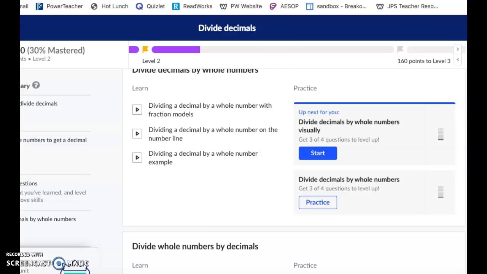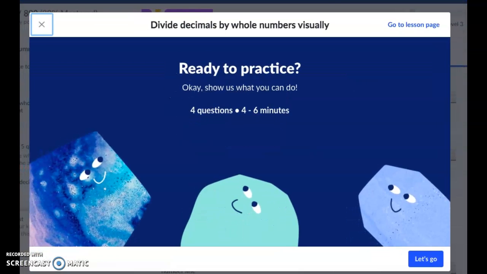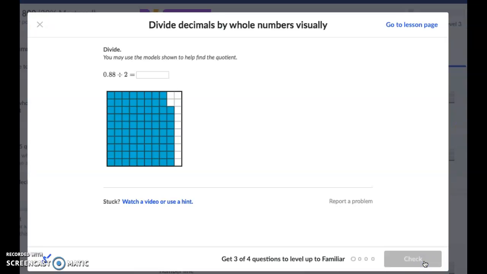Khan Academy, divide decimals, and we're working on the subtopic divide decimals by whole numbers visually. Divide. You may use the models shown to help find the quotient.